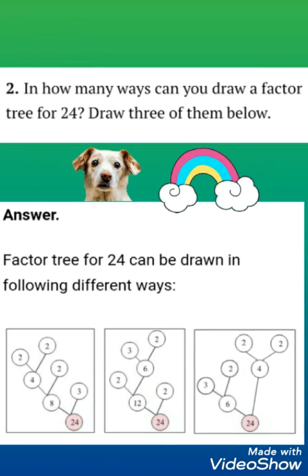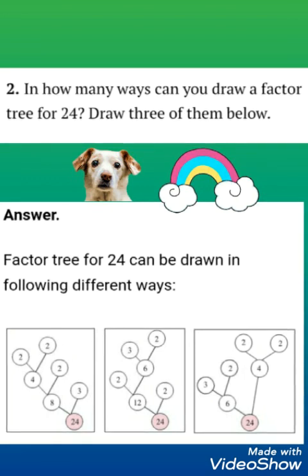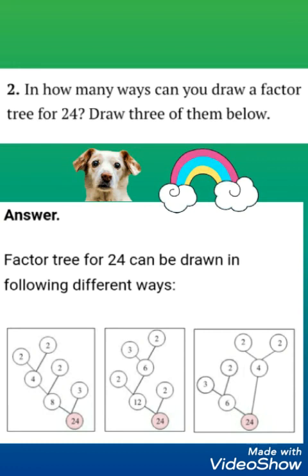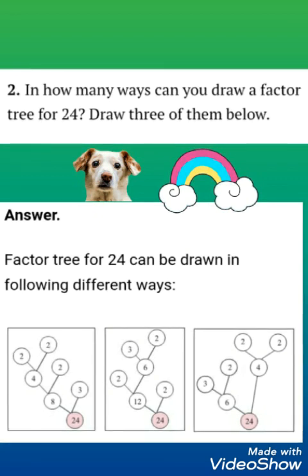Now come to question number 2. In how many ways can you draw a factor tree for 24? Draw 3 of them below. Now here the number is 24 and we have to draw different factor trees. Here I have shown 3 factor trees. If you can do like for the different numbers, you can do 4, 5, 6 and so on. Many factor trees you can do. It depends on how many factors you know about the number.